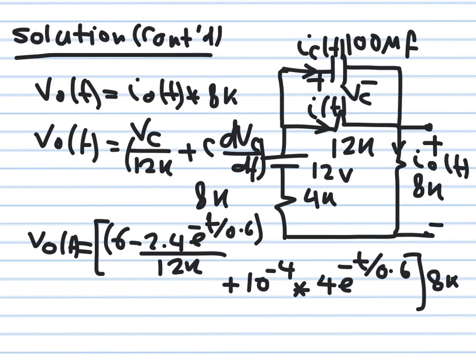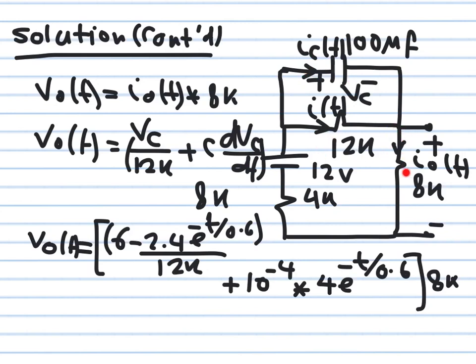The last thing we'd like to calculate is V output of t. Well, if I know Vc as a function of time, I know everything in the circuit. Why? Because if I know that this is Vc, then I know what's Ic. Ic is equal to C dVc by dt. And if I know Vc, I know also this current here. This current is equal to Vc divided by 12K.